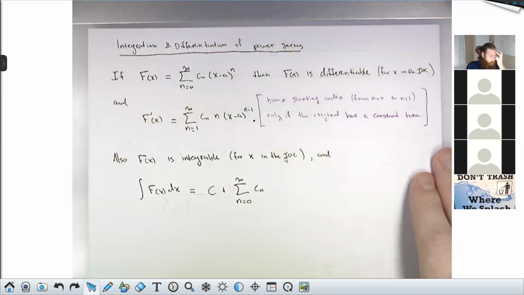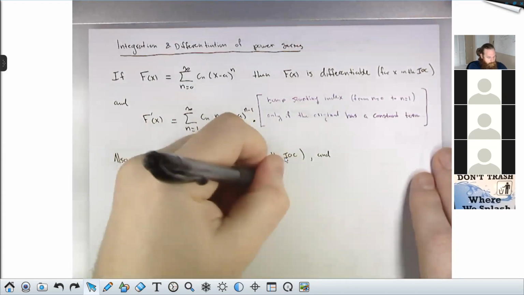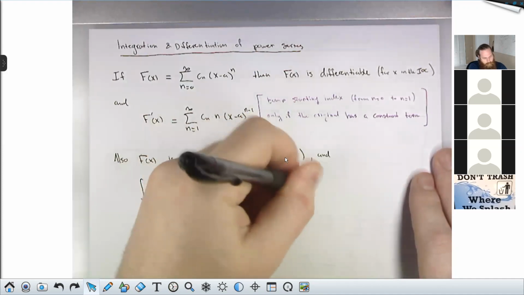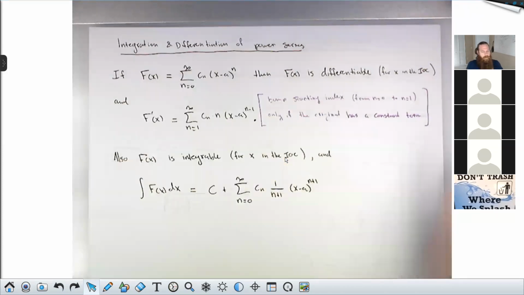And then the integral of (x minus a) to the n is 1 over n plus 1 times (x minus a) to the n plus 1. Again, it's just power rule stuff, right? You can think of it as a tiny little u sub and a power rule thing. So these are the formulae for integrating and differentiating power series. I will prove these.